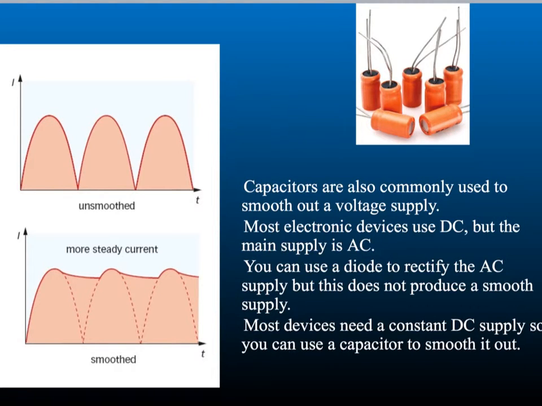Capacitors are used in conjunction with our bridge circuit for full wave rectification. We saw before that the bridge circuit produces these peaks of positive current. Now with the capacitor, they can be used to smooth out that current.